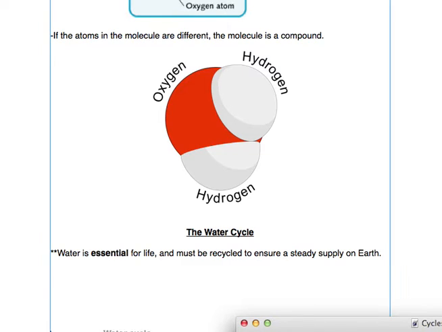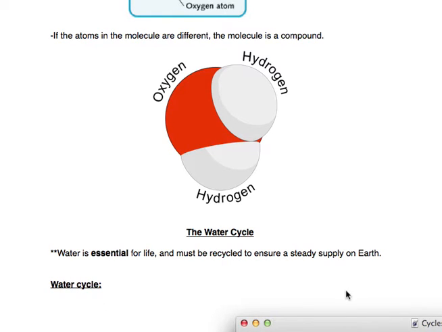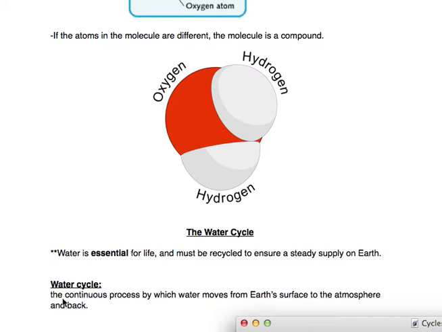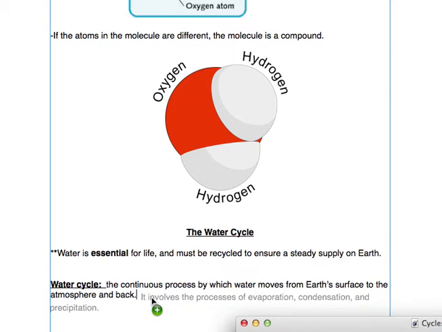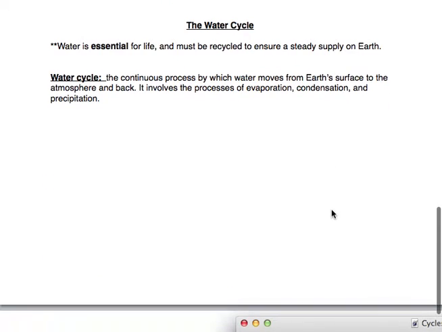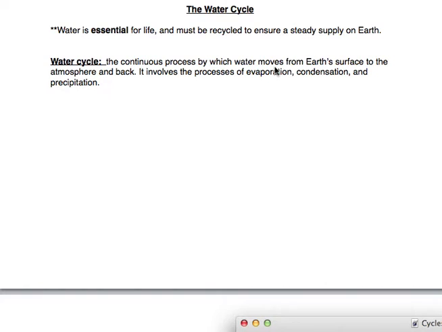What is the water cycle? Well, specifically, the water cycle is the continuous process by which water moves from Earth's surface to the atmosphere and then back again. So it moves in a circle, okay? And it involves 3 different processes. It involves evaporation, condensation, and precipitation. Again, the water cycle is the movement of water from the Earth's surface to the atmosphere and back. It involves evaporation, condensation, and precipitation.